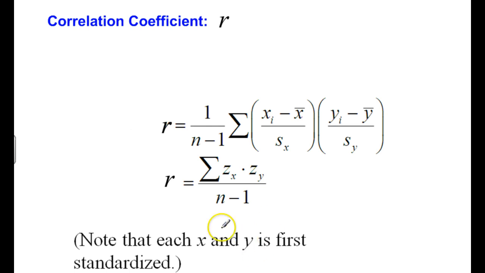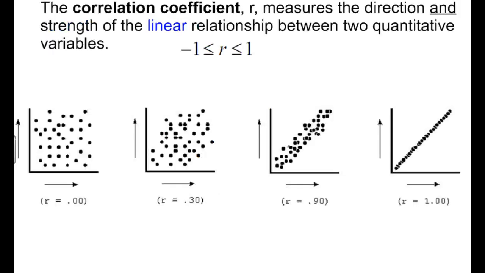It's kind of standardized. We were talking earlier about z-scores. These are kind of standardized. You can see the x minus mean divided by standard deviation as part of that formula. That might be why R doesn't have any units. It's always between -1 and 1. It measures the strength and the direction.